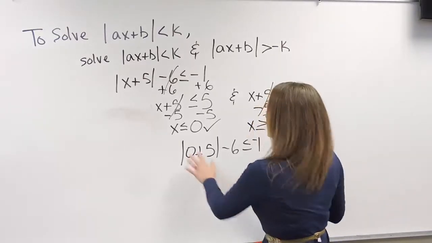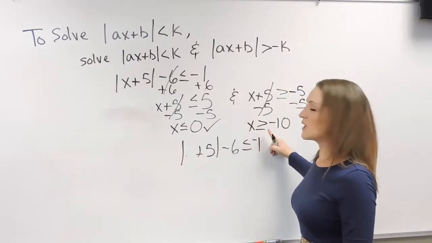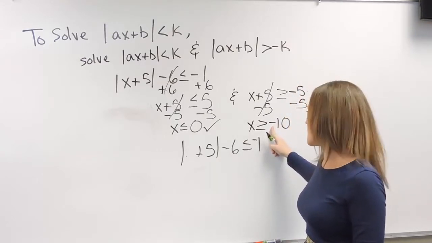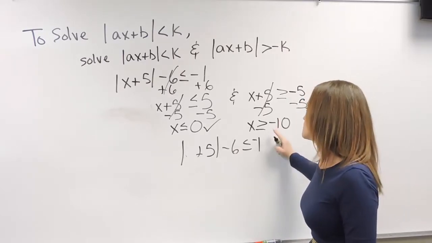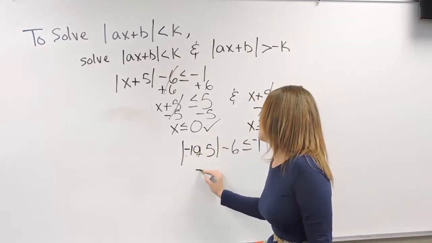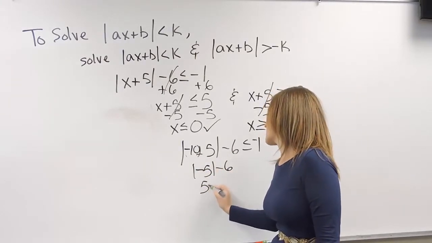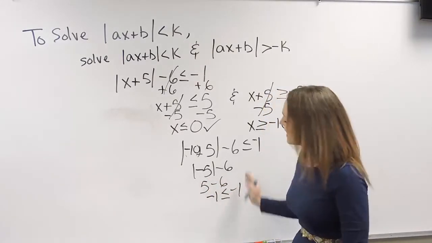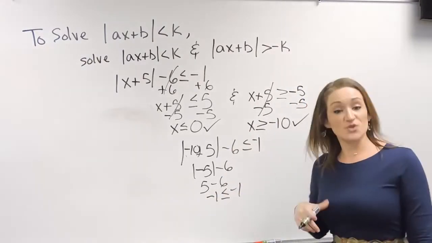Doing the same exact thing, but let's take a look at our other solution over here. We got that x is greater than or equal to negative 10. So greater than or equal to negative 10, that means we can pick negative 10, negative 9, negative 8, and so on, as long as it's greater than or equal to negative 10. I'm going to pick negative 10. Negative 10 plus 5 is negative 5. But if we do absolute value of negative 5, that gives us a positive 5, and 5 minus 6 is negative 1. And again, negative 1 is less than or equal to negative 1. So this one also works.